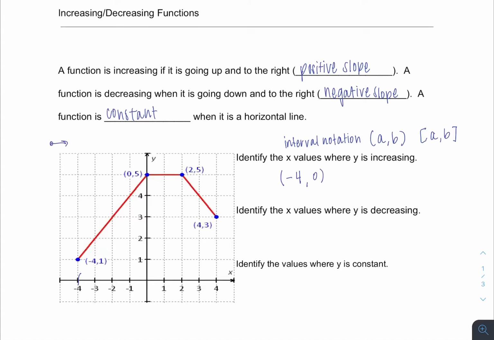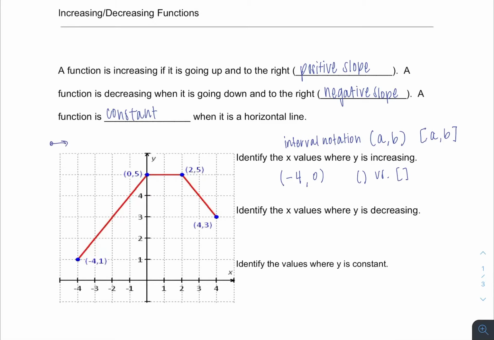Now you might have a question, why do we have parentheses versus brackets? And the reason for that is because -4 and 0, it doesn't include. So it's not still increasing at -4 or at 0. Those are the starting and ending points. So that is why it's not included.